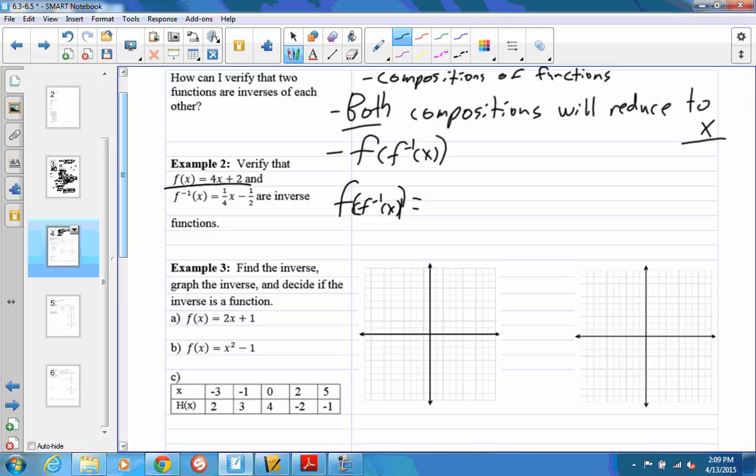That was awful. 4, and I'm replacing x with what? 1/4 x minus 1/2 plus 2. This should reduce down to x. So let's distribute. 4 times 1/4 x equals 1x. And 4 times negative 1/2, negative 2, plus 2. What happens to these guys?